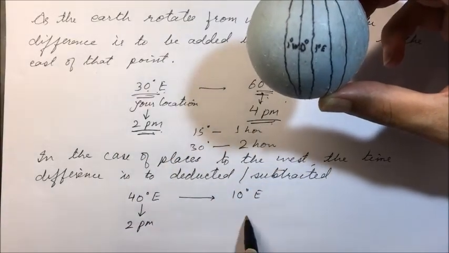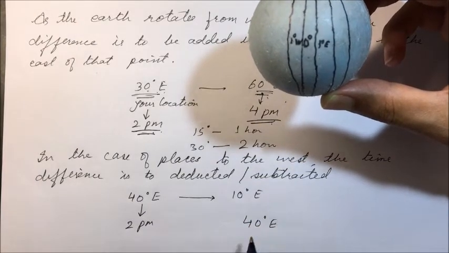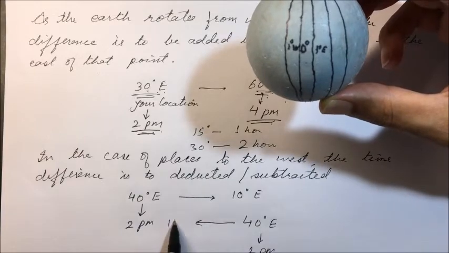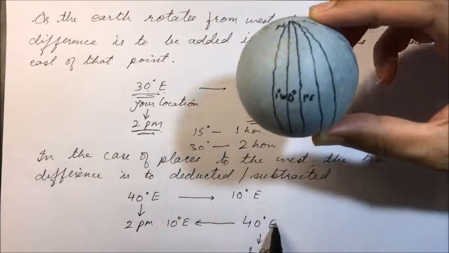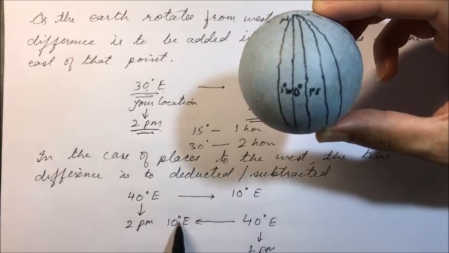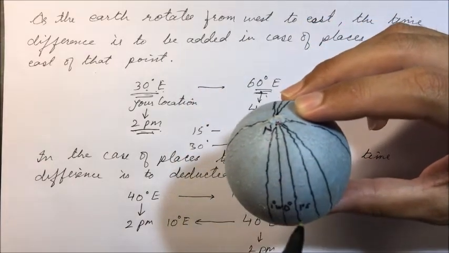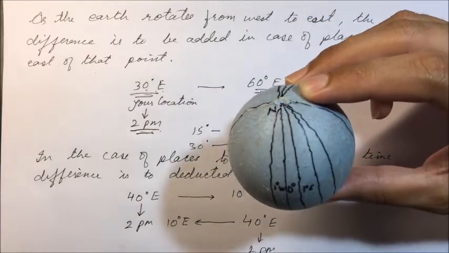That is, you can represent it like this as well. You are at 40 degree east. You are moving towards 10 degree east. So you have to move westward for 10 degree east.